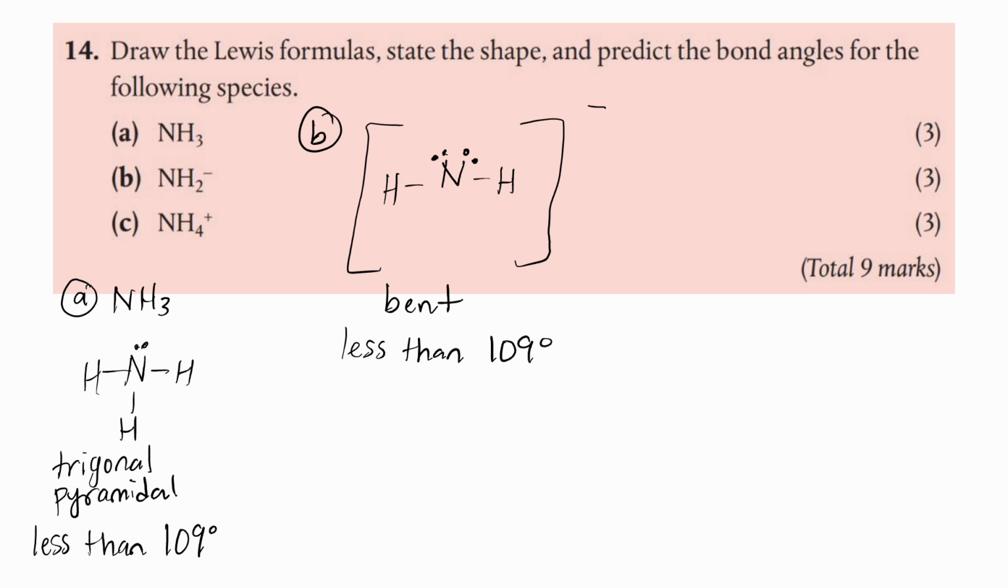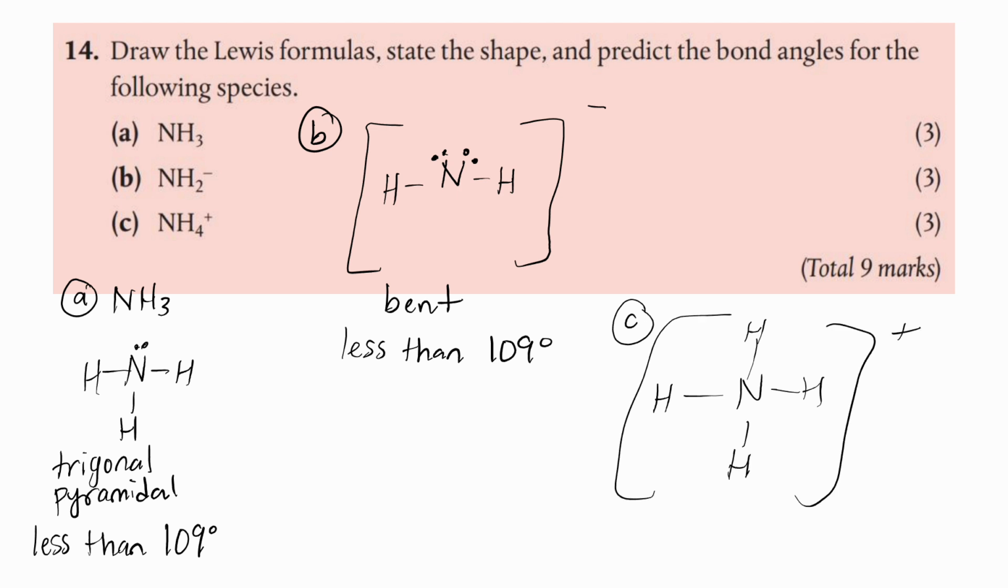And then finally, our last structure would be NH4, which means we have 4 hydrogens bonded to our nitrogen and an overall charge of +1. This would be a tetrahedral molecule. And with tetrahedral, your terminal atoms always have the angle of 109.5 degrees. So please make sure you have that memorized.